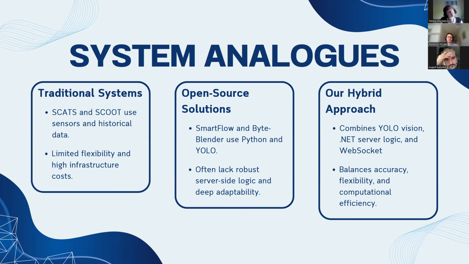Traditional systems like SCATS, the Sydney Coordinated Adaptive Traffic System, or SCOOT, the Split Cycle Offset Optimization Technique, rely on inductive sensors and predefined logic. These solutions are often costly, rigid, and challenging to adapt or scale. Meanwhile, open source alternatives typically emphasize detection, but lack robust decision-making infrastructure or formalized control models. In contrast, our system integrates high-precision vehicle detection with flexible, configurable logic and reliable two-way communication, resulting in a hybrid architecture that offers both scientific novelty and practical value.